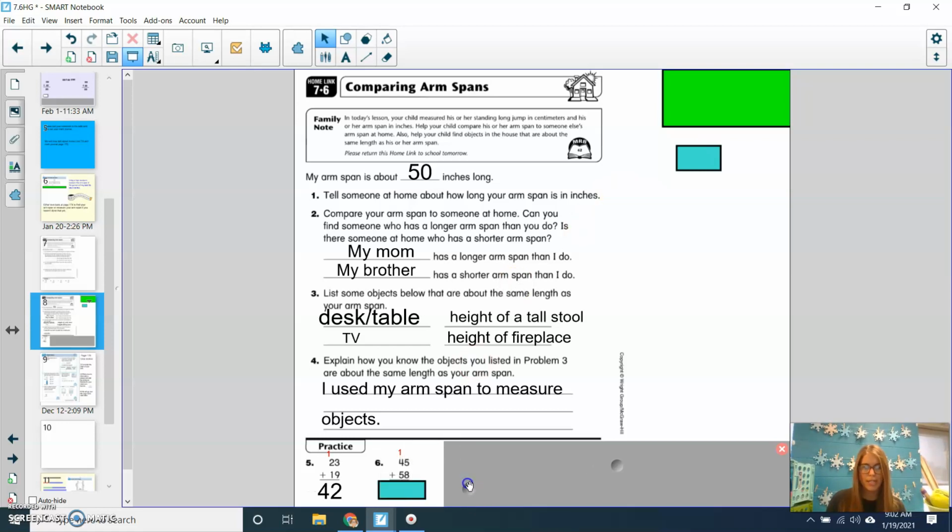For question number 6, I'm going to start with 5 plus 8, which I know is 13, so I carried my 1 up top and I put my 3 below. And then 5 plus 4 plus 1, well, I know 4 plus 1 is 5, and 5 plus 5 is 10. So my answer is 103.